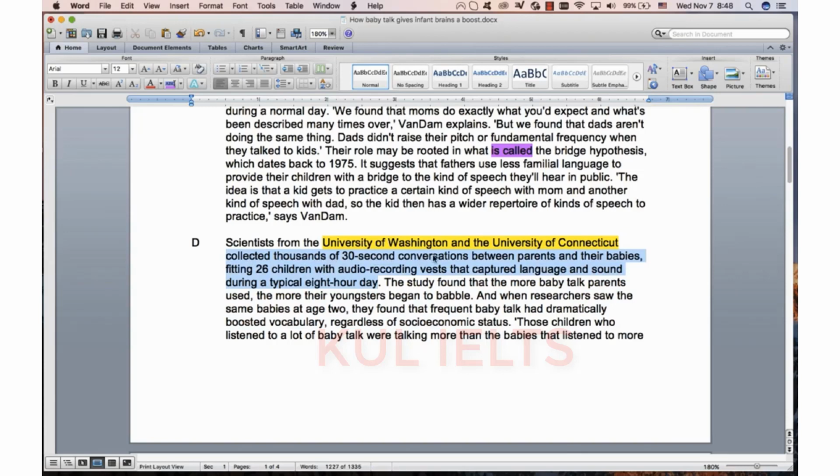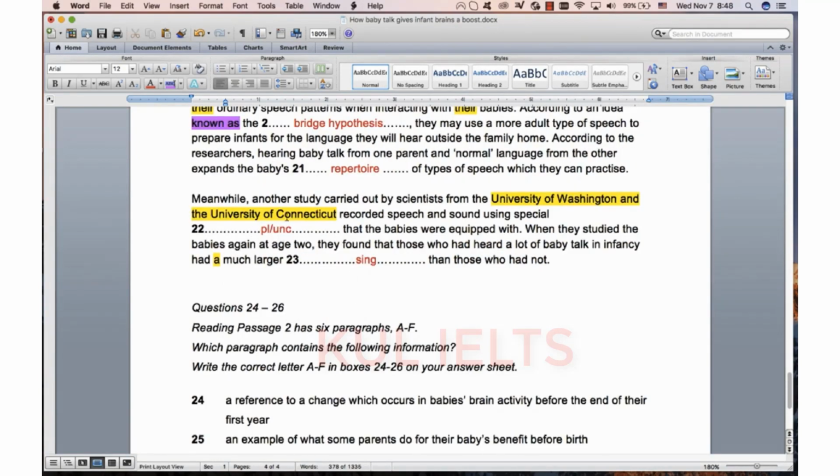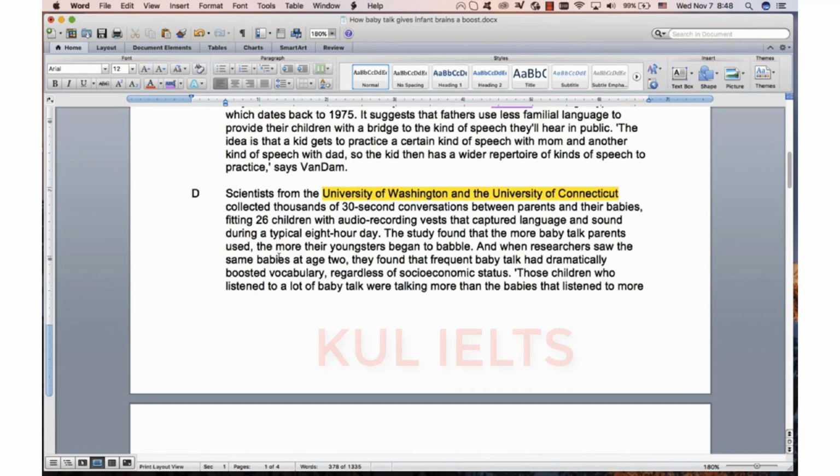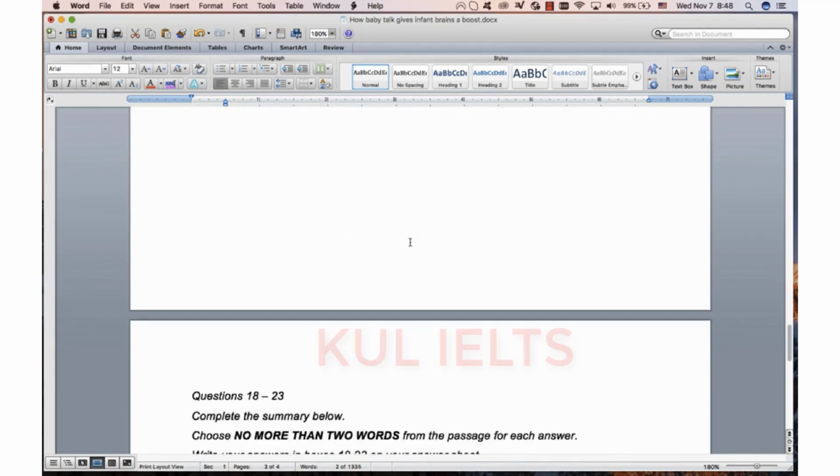They collect thousands of conversations between parents and babies, fitting 26 children with audio recording vests that captured language and sound. So where's the equipment that they used? What captured the language and the sound? Remember, we're looking for a plural or an uncountable. Where's the plural or uncountable? Conversations? No, that didn't capture it. Vests? Yes, that's exactly what captured it. And there's no other plurals or uncountables that I can see. So hopefully quite straightforward. You can see that that's what they used to do the recording, audio recording vests.